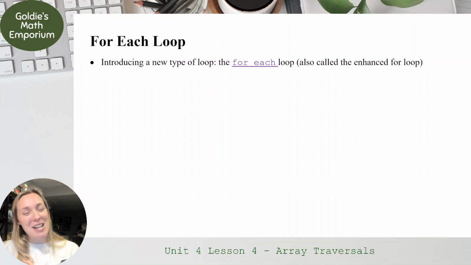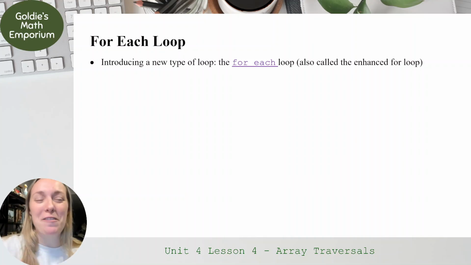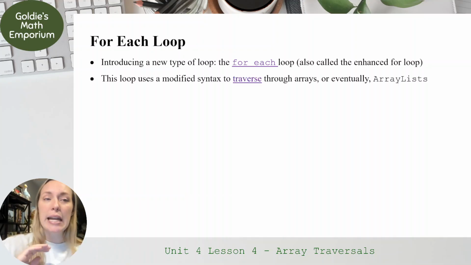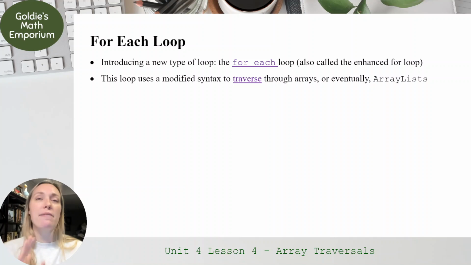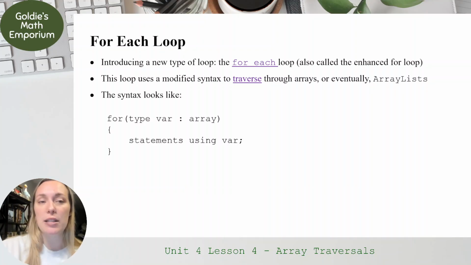The last thing we're going to talk about in these notes, I know it's long, so thank you for bearing with me, is the for each loop. It's a new type of loop. It's called the for each loop, or also the enhanced for loop. This loop uses a modified syntax to traverse through arrays. It also works on array lists. Here's what the syntax looks like.